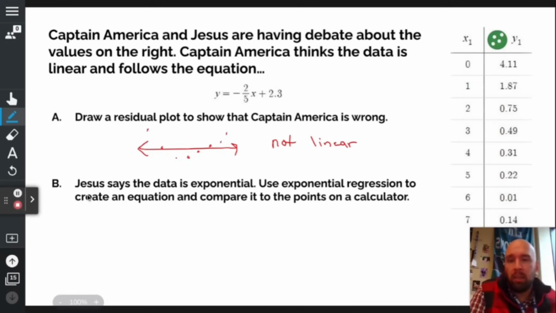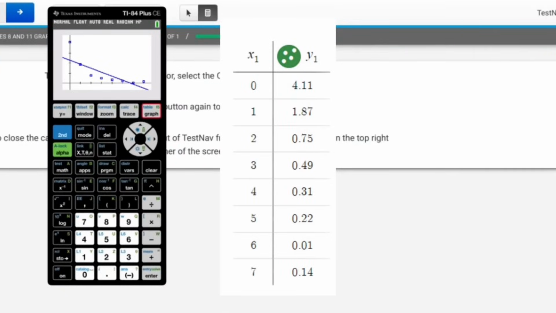Jesus says the data is exponential. Use exponential regression to create an equation and compare it to the points on a calculator. Now, I'm going to do some stat plot stuff. For me, it's not good enough to just come up with the equation. I want to see the points and see the equation to see how accurate Jesus is. So I'm going to use the exponential regression to create an equation and compare it to the points on the calculator. I didn't do that yet.